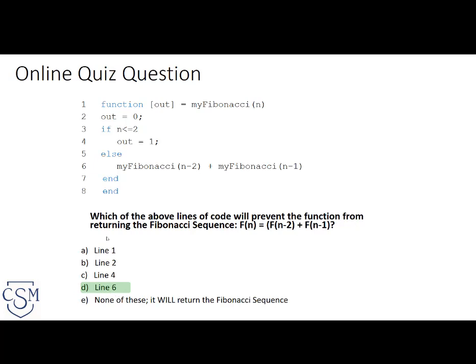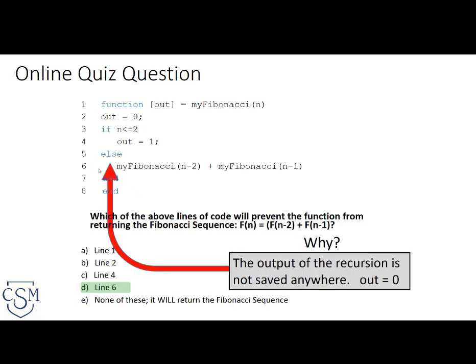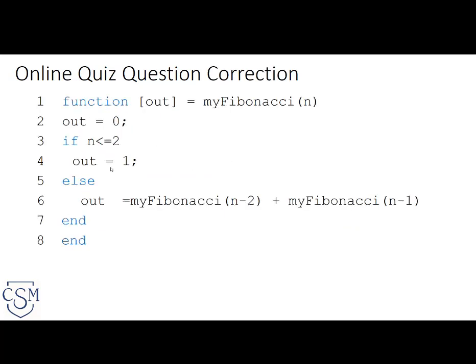And the line of code is line 6. The reason for that is that we're not storing this output. Remember above, we stored this output and passed it up as the output. So it should read out equals my Fibonacci n minus 2 plus my Fibonacci n minus 1. So we were missing the out equals. We were calling ourselves recursively, but we were never assigning the output to the function output.